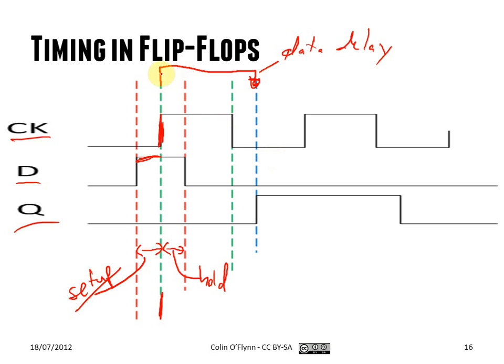And then there's obviously also some delay between when the data finally makes it to the output of the whole system. There will also be some minimum clock pulse width, so you need at least this wide to be able to get the data through the latches.